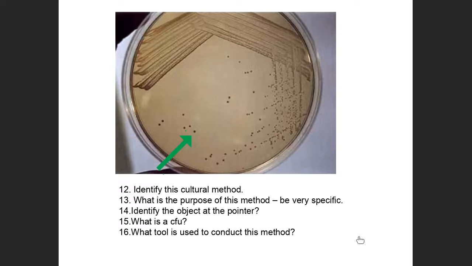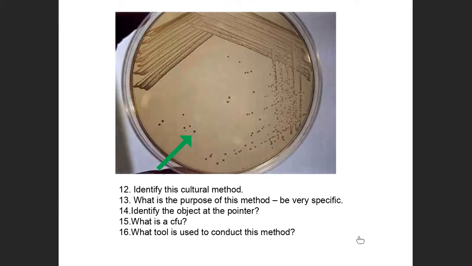So here is, of course, the streak plate method. It's sitting on 2% agar, right? That's what's in the media. And so those things can be asked about. Those are all very fair questions, right? Identify the culture method. That's a streak plate. What's the purpose of this method? Be very specific. It's to isolate colonies, right?